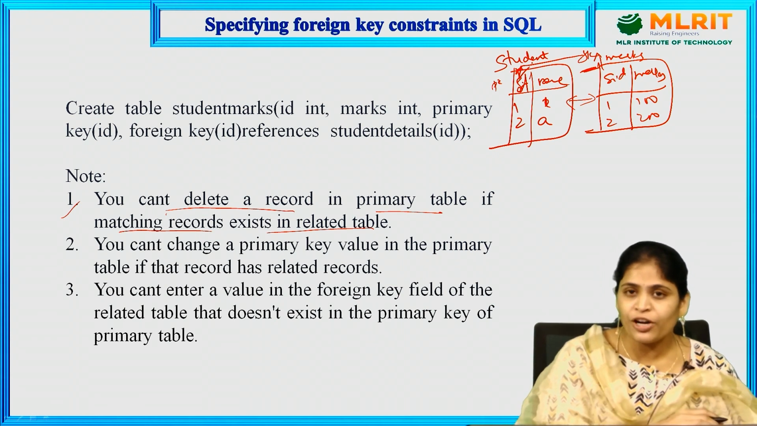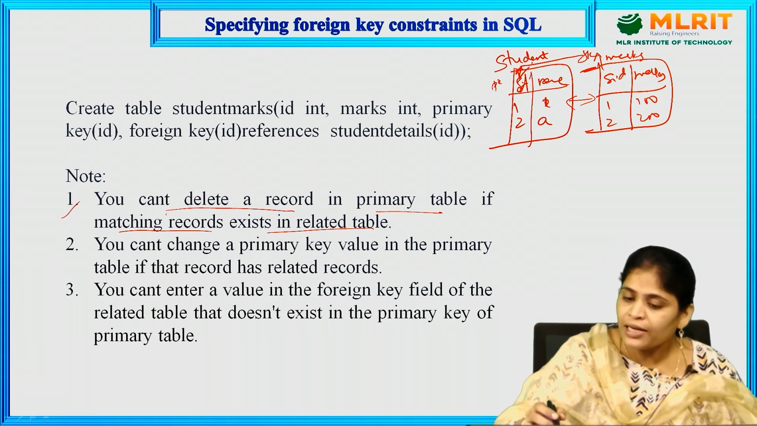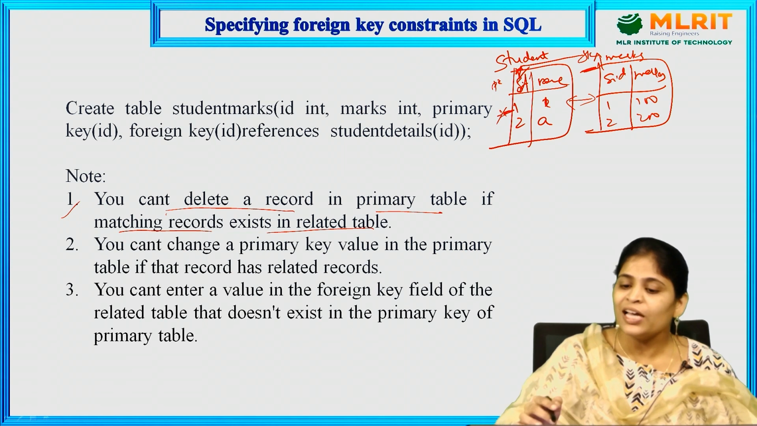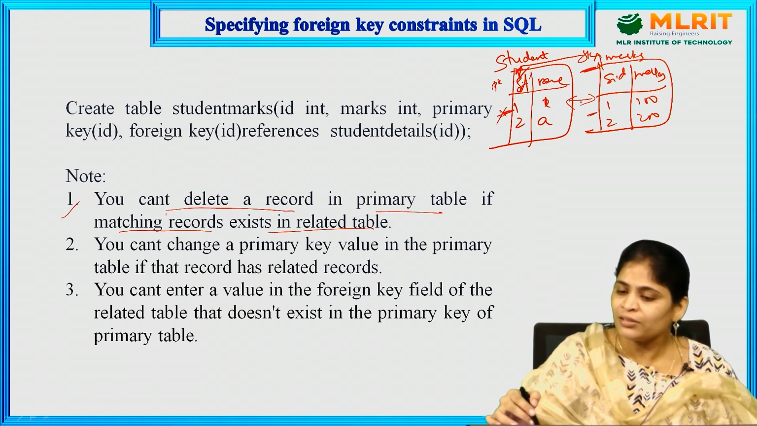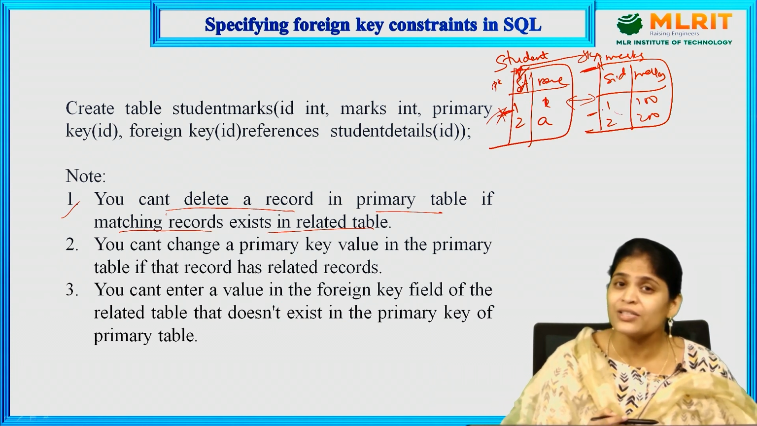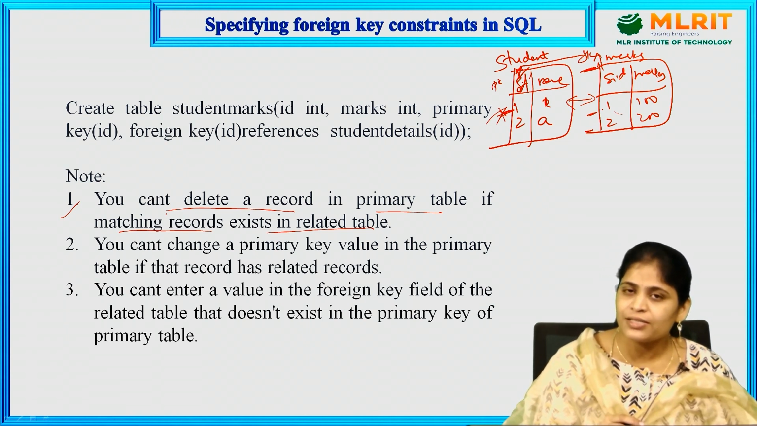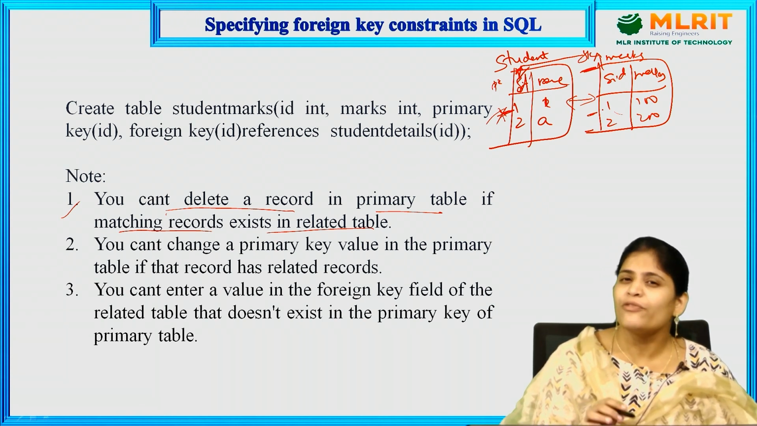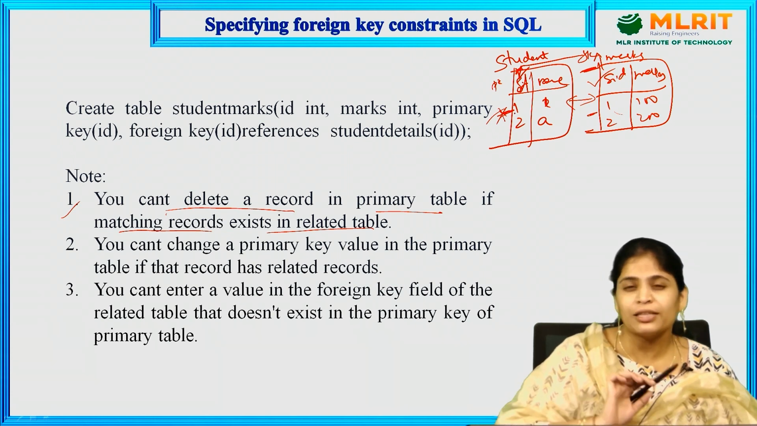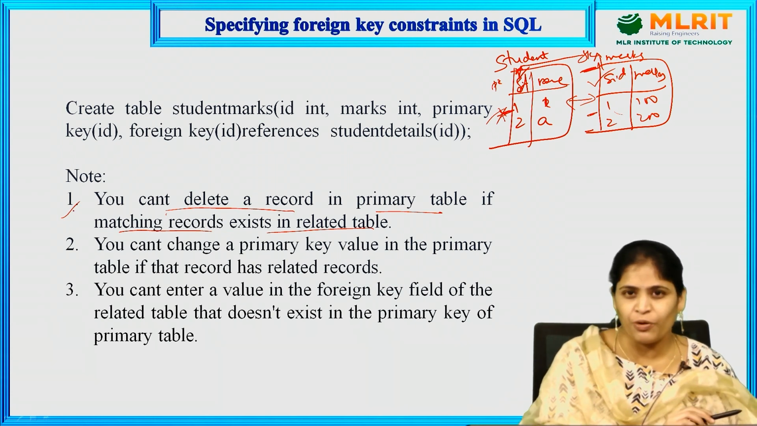What is the first point meant for? You can't delete this data. For example, if I want to delete 1, I can't delete it in the primary table, because it is already related to the other table here. If I were to delete this one, then what about the data existing over here? It will become inconsistent. It is wrong, right? So if you want to delete data, first you have to delete it in the dependent table, that means in the marks table, and then delete it in the primary table. That is the meaning of the first point.